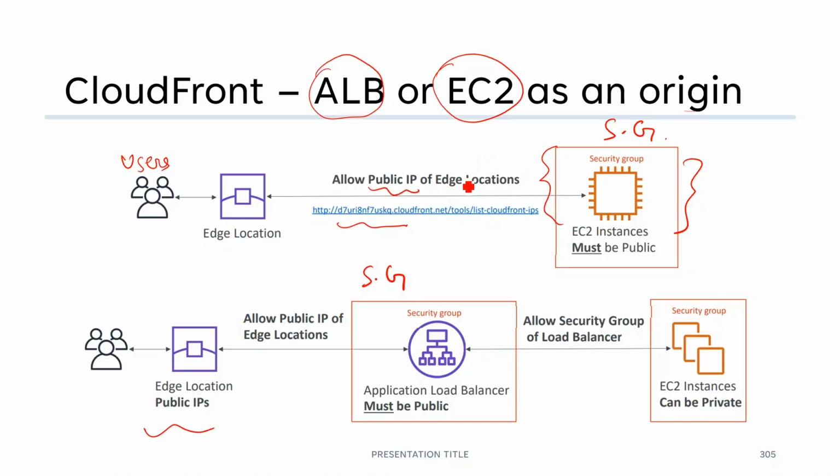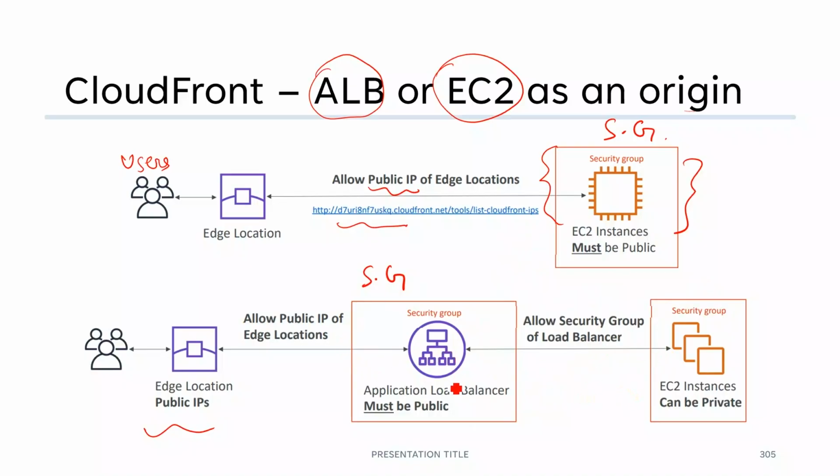So the security group of your EC2 instance must allow the public IP of edge locations. It means that it should have an inbound rule which allows the public IP of edge locations. Similar case with your application load balancer. And here your EC2 instances should allow the security group of the application load balancer to access it. So it's kind of a two-way deal.